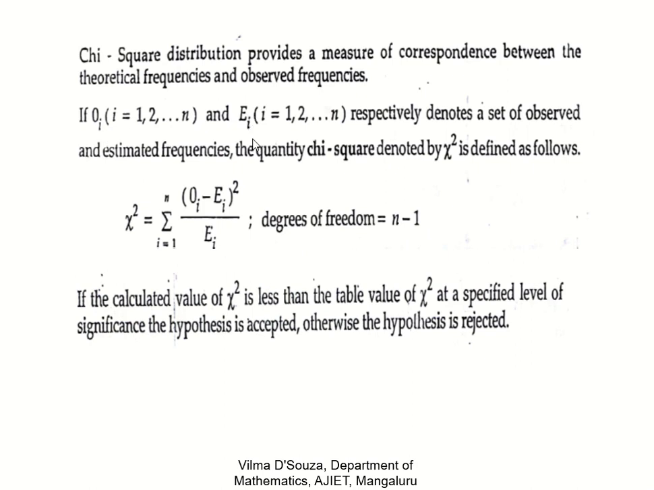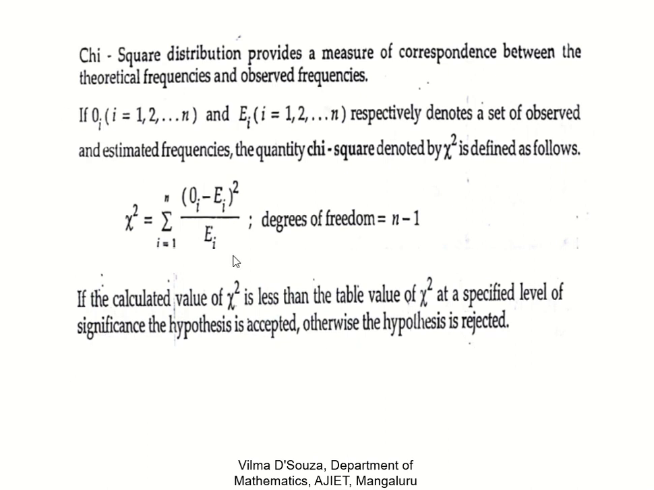So when you have a set of observed and estimated frequencies with you, you can calculate chi-square by using this formula. Once you calculate chi-square, how do you test the significance of the hypothesis? If the calculated value of chi-square is less than the table value of chi-square at a specified level of significance, then the hypothesis is accepted, otherwise the hypothesis is rejected.